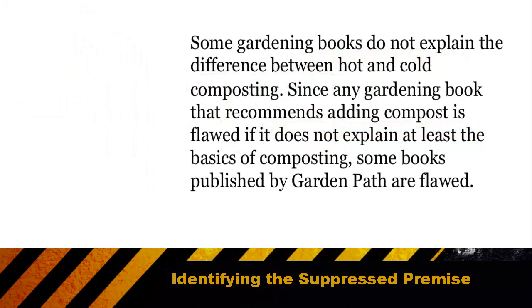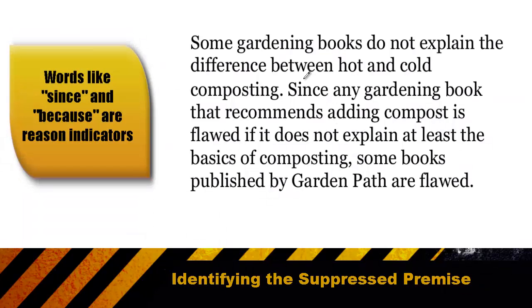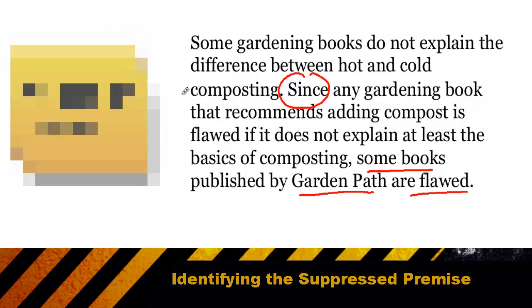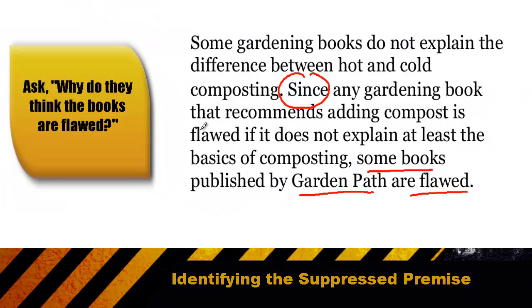Let's try that again. Our first job is to identify the conclusion. We know from watching our conclusion video that if we have a reason indicator, such as the word since, the conclusion is usually on the opposite end of that sentence. So in this case, the conclusion is at the end of the sentence, which is some books by Garden Path are flawed. And then we can ask, well, why do they think they're flawed?